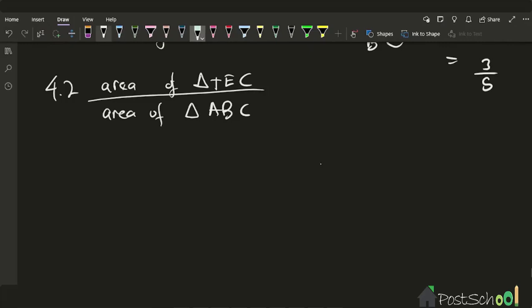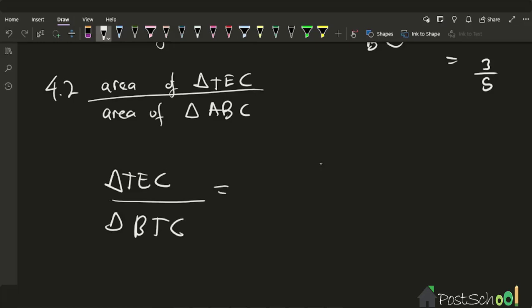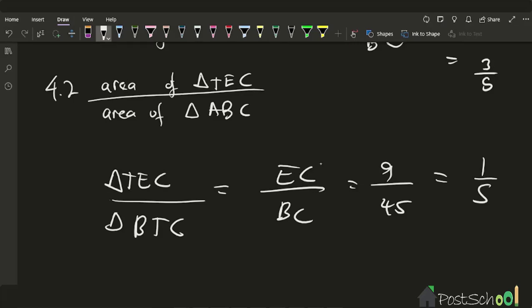So we're going to say triangular TEC over triangular, the one which I said, which is BTC. Okay, so the ratio of bases is going to be EC over BC. Okay, EC is 9, this is 45 because it's 27 plus 18, which is going to give you 1 over 5. But then uzothi mnangibuzwe uTEC over ABC.